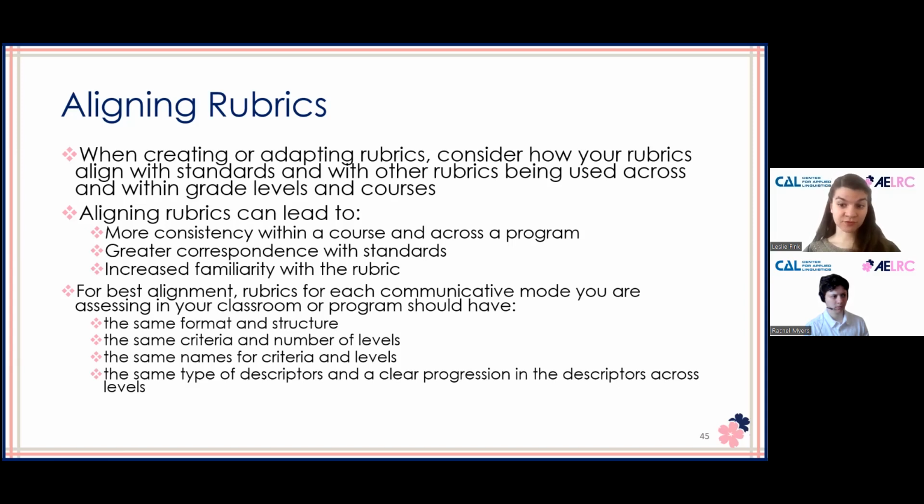For best alignment, rubrics for each communicative mode you're assessing in your classroom or program should have the same format and structure, the same criteria and number of levels, the same names for those criteria and levels, and the same type of descriptors and a clear progression in the descriptors across levels.